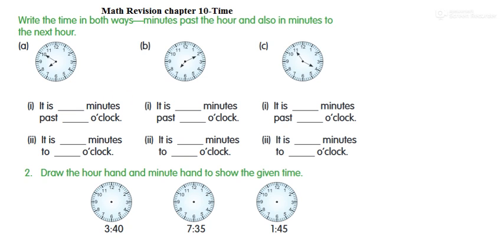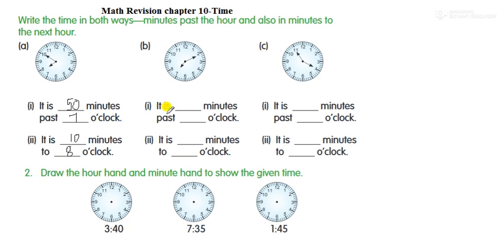So it's 50 minutes past 7 o'clock. The small hand is at 8 o'clock, so it is past 7 o'clock. Next, the second part here: dash minutes to. Which comes next after 7? 8. So it is to 8. How many minutes are left here? Here to here is 5 minutes and here to here is 10 minutes. So it is 10 minutes to 8 o'clock.